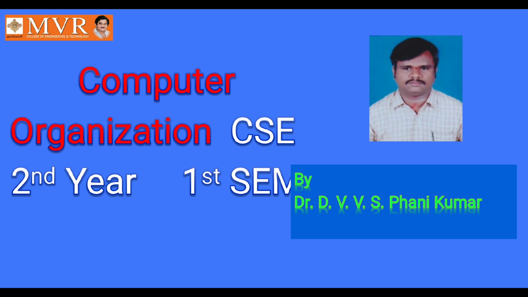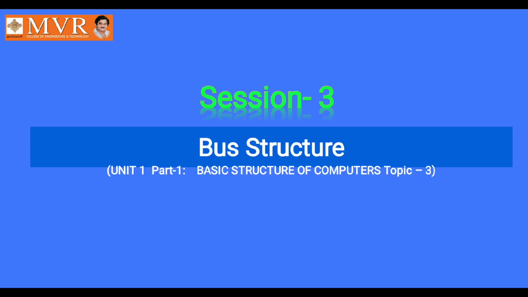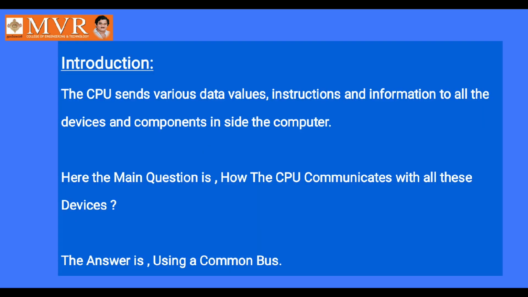The subject is computer organization. In the last two sessions we have discussed the basic organization and the historical perspective, that is, different generations of computers. Today's class we are going to discuss the third topic of your unit 1 first part, that is bus structure. So what do you mean by a bus, and what is its significance in computer organization?